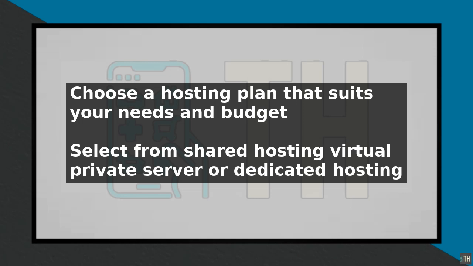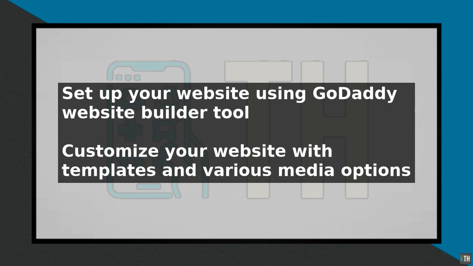To use the website builder tool, log in to your GoDaddy account and click on the Website Builder tab. Choose a template and start customizing your website. You can add text, images, and other media to your website. You can also add contact forms and other interactive elements.